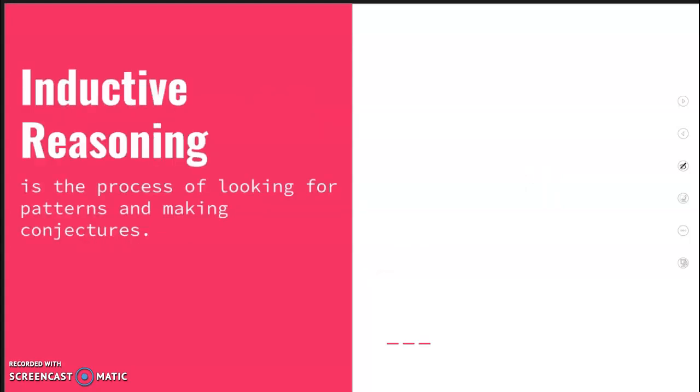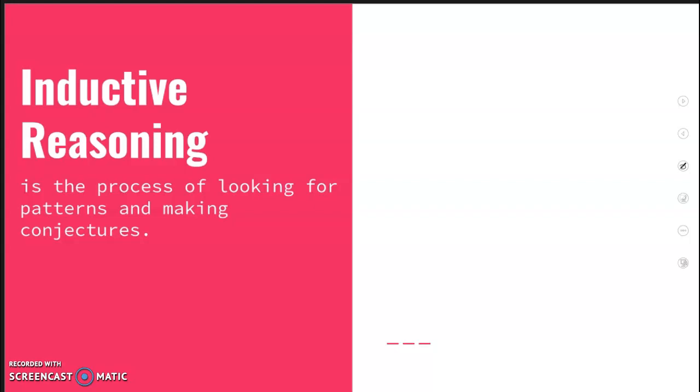What we just did was a series of using the inductive reasoning process. Now, inductive reasoning is something you're going to want to add to your notes. This is the process of looking for patterns and making conjectures, or basically guesses. We don't know if it's true, but based on a pattern, we make a conjecture.